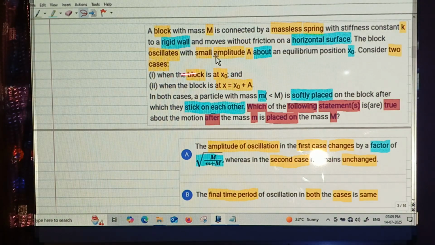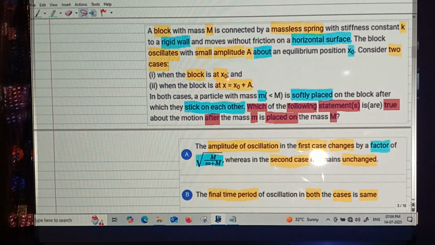This is the question. A block with mass capital M is connected by a massless spring with stiffness constant K to a rigid wall and moves without friction on a horizontal surface. The block oscillates with small amplitude A about an equilibrium position x0. Consider two cases: one, when the block is at x0, and two, when the block is at x0 plus A. In both cases, a particle of mass small m, less than capital M, is softly placed on the block, after which they stick to each other.